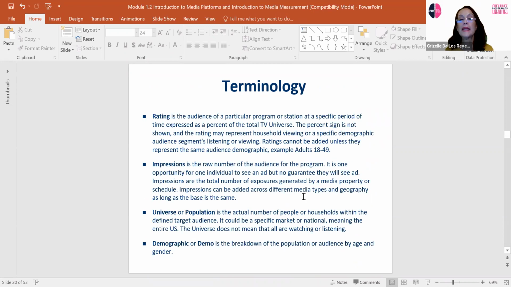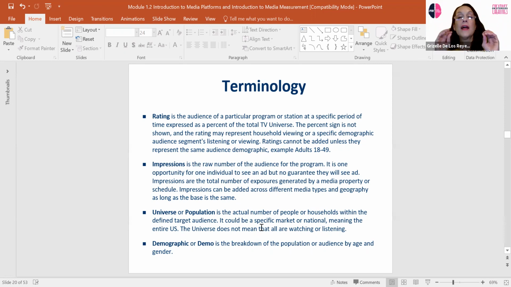Now, I'm not going to get into the actual calculation of the rating because you have a separate video for that. But let's talk about the terminology. What is a rating? A rating is a percentage of the population or the market or the demographic or the universe tuned into the program. But the universe is relative. If you're talking about adults 18 to 49 in the South Florida DMA, the universe is all the adults 18 to 49 in this DMA that may or may not be watching television. It's the universe.